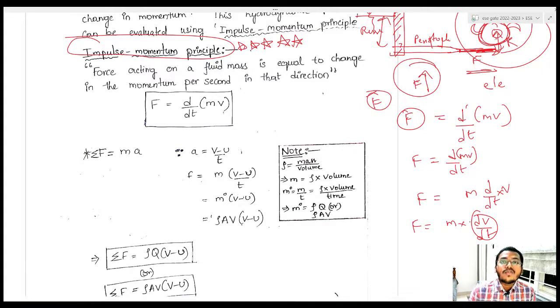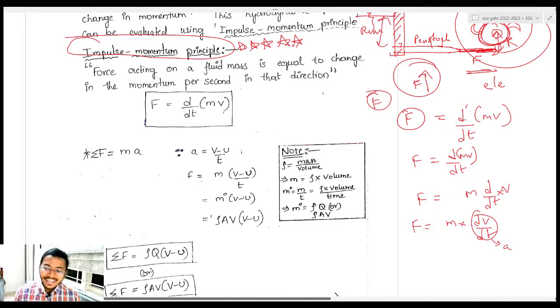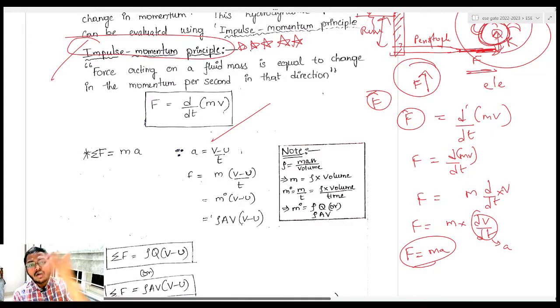You know from your high school physics, what is dv by dt? It is nothing but acceleration, right? Remember? So it is nothing but your Newton's law that you have studied, F is equal to ma or mg. That is nothing but this equation here. If you simplify, you will get Newton's law only. Force acting on a fluid mass is equal to the change in momentum per second in that direction.